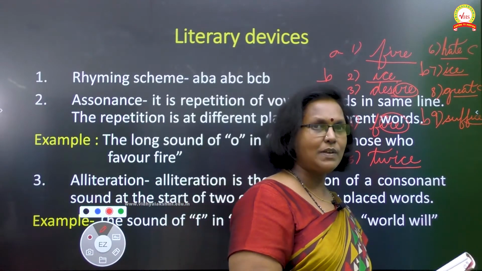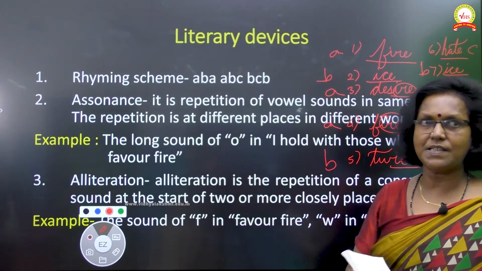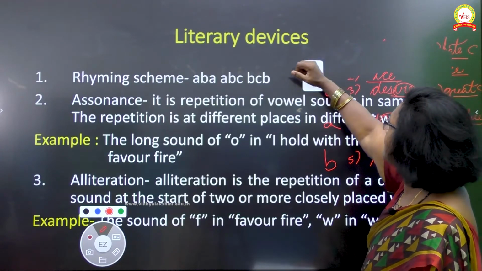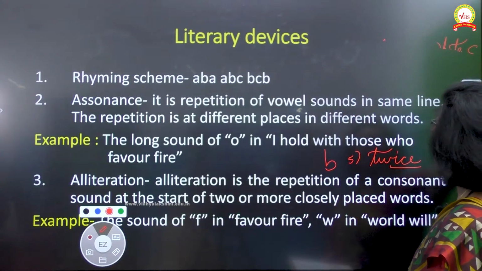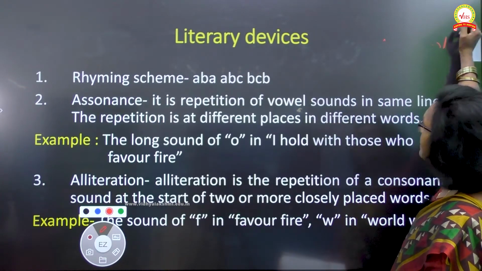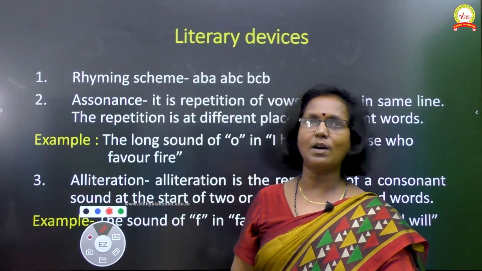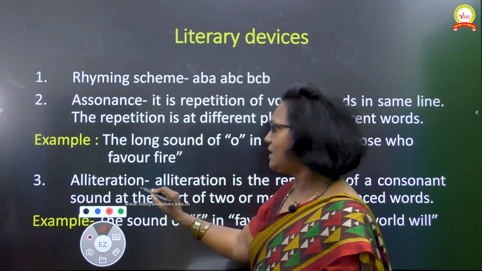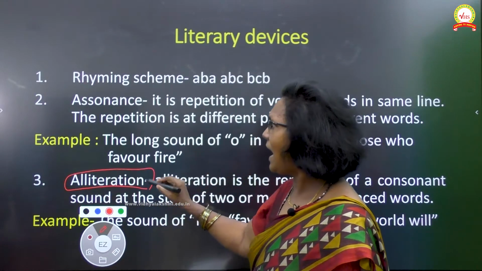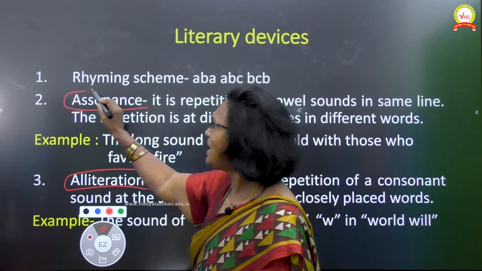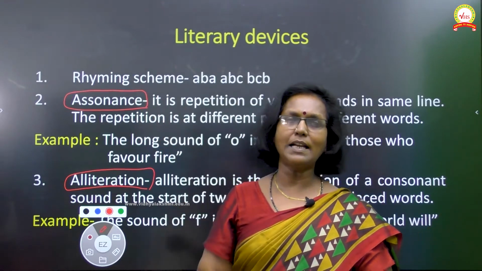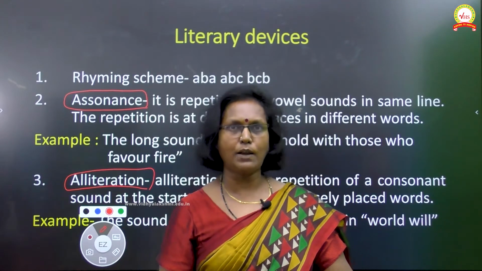And the next one that we have is assonance. So, what is assonance? Let us deal with assonance. You might have seen alliteration. Before I start with assonance, let me talk about alliteration. The reason for that is alliteration and assonance must be understood together so that you will not get any kind of confusion.